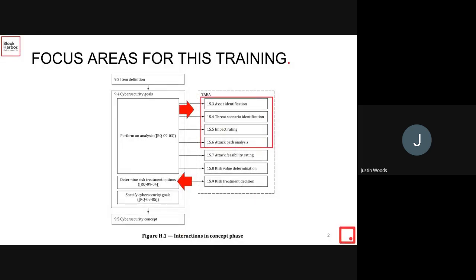In terms of flow, what I'm talking about here is straight out of ISO 21434. We have the way that the TARA process works, and where TARA fits, but the actual TARA itself is completed in these steps, right? So we have the asset identification, threat scenario identification, impact rating, attack path analysis, and then down to attack feasibility, risk value determination, and a risk treatment decision. We're going to start today by talking about this first half, from assets to attack paths.